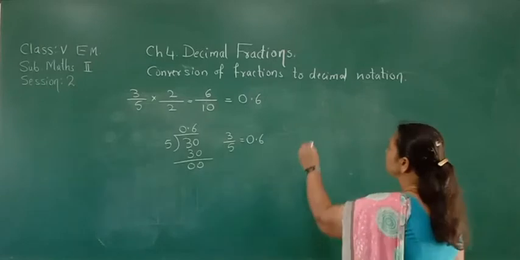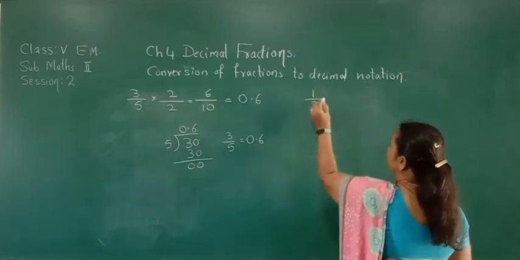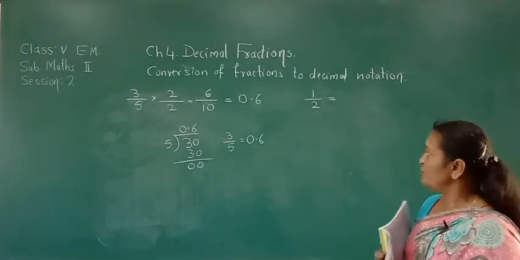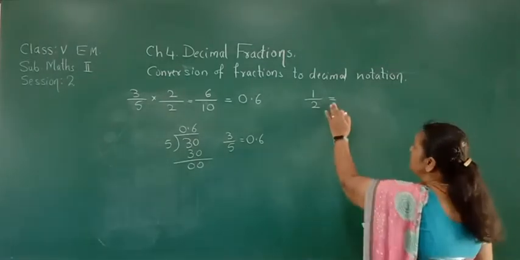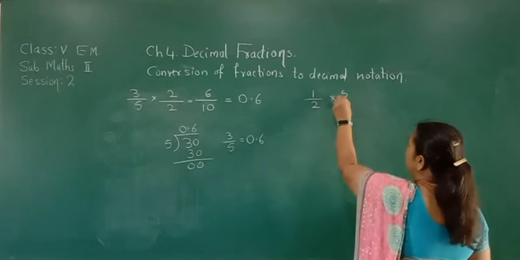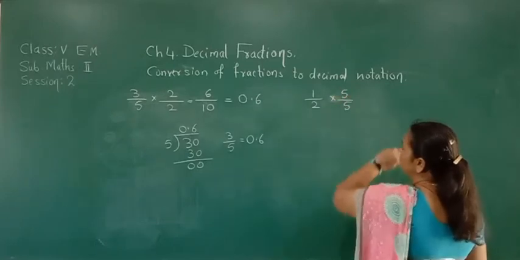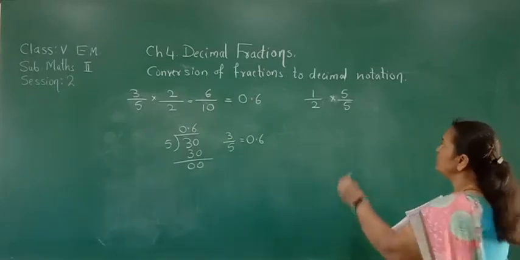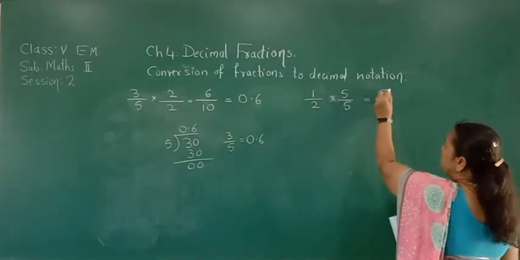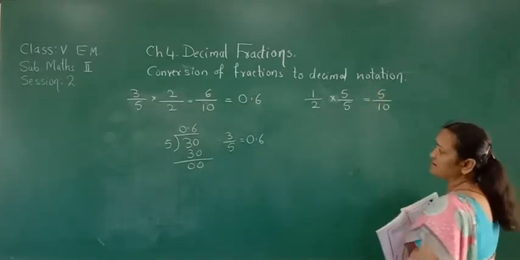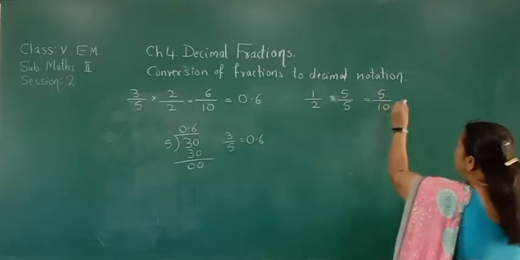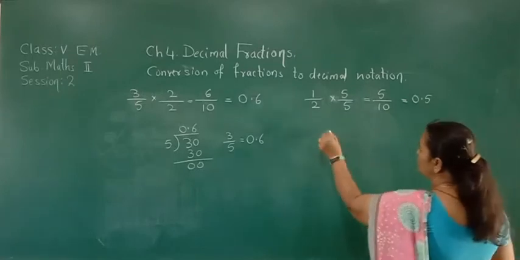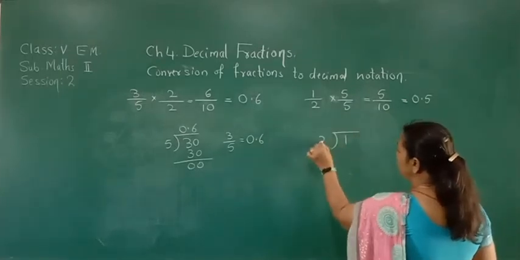Now suppose 1 by 2 is given. Now for this 1 by 2, in the 2 table where do we find 10? 2 5s are 10. So this 1 by 2, multiply by 5 by 5. Both numerator and denominator multiply by 5, you will get 5 1s are 5 and 5 2s are 10. Then 5 by 10 you can write as 0.5.